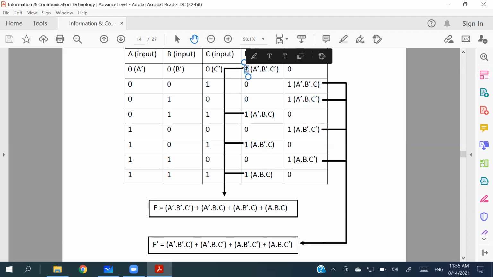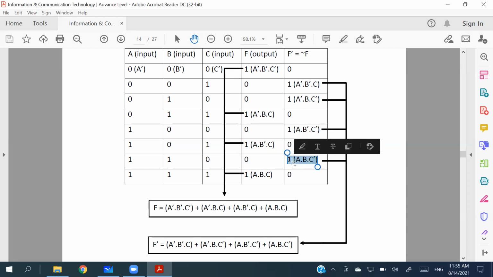So if this is 1, this is 0. If this is 0, this is 1. If this is 0, this is 1. If this is 1, this is 0. If this is 0, this is 1. If this is 1, this is 0. If this is 0, this is 1. If this is 1, this is 0. Right? So when we have the F column, or the output column, it is very easy to generate the complement of the output, which is the F bar.